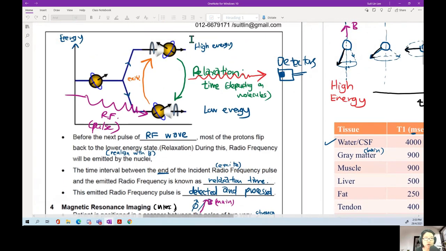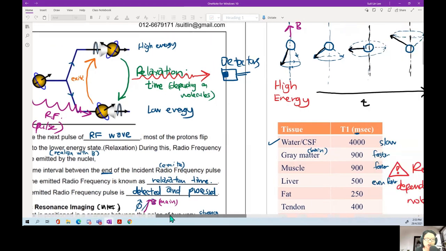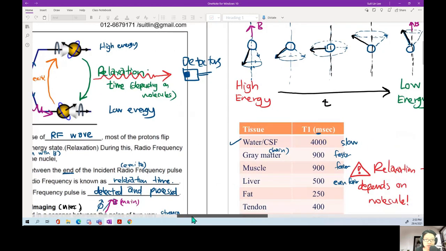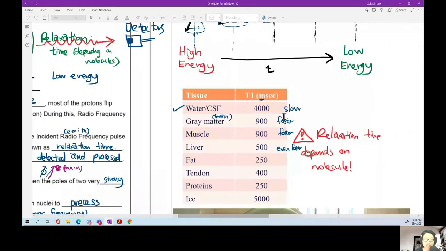So then we can tell based on how quickly they flip and flip the nature of the tissue. So here we can see relaxation time for different stuff. Like water has a very slow relaxation time because water has a lot of hydrogen bonds. Okay. Ice is even harder because of the lattice structure.